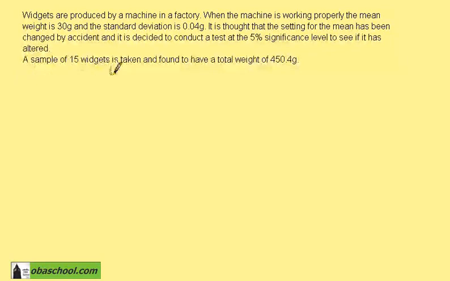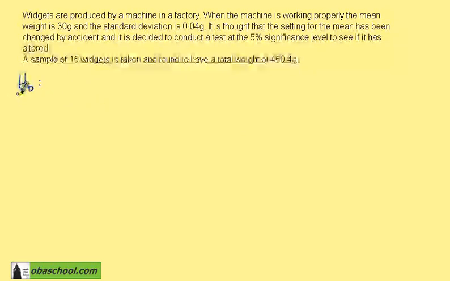A sample of 15 widgets is taken and found to have a total weight of 450.4 grams. If we're carrying out a hypothesis test, we need null and alternative hypotheses.